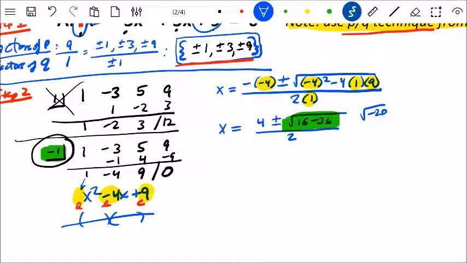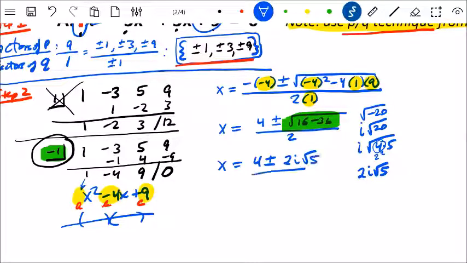And that means my first thing I can do is I can put i in front. It actually is going to go in the back at the end, but for now we'll put it in front, so easier to work with. 20 is 4 times 5. 4 is a perfect square. So since that's 2 squared, I'm going to take it out and put it in front. That allows me now to put that in here. 4 plus or minus 2i root 5 over 2. But to write this the correct way, I have to apply that 2 to both of the terms. So x is equal to 4 over 2 plus or minus 2i root 5 over 2.